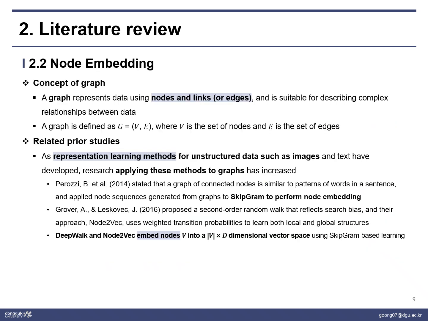Graphs are stable for representing relationships between data, and they consist of nodes and edges. Recently, representation learning techniques for unstructured data have developed, and there have been attempts to apply them to graphs. Representative methods include skipgram-based DeepWalk and node2vec. Through this method, nodes can be embedded into a vector space.